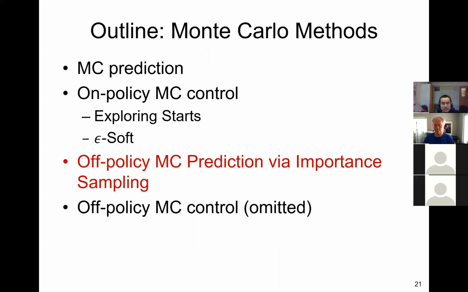So that's on-policy MC control. Now we move to off-policy MC prediction. Off-policy MC control is omitted due to time constraints.